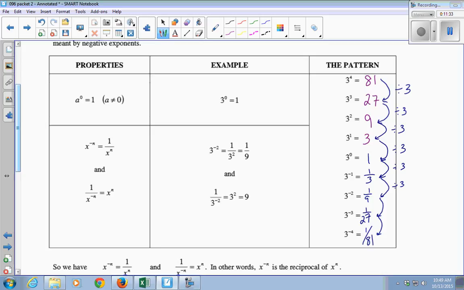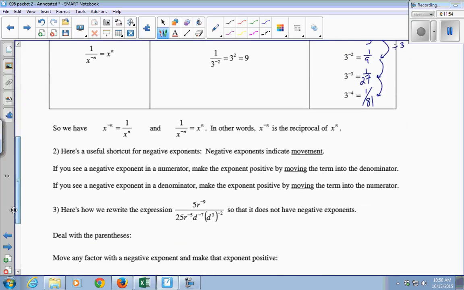So this is how we extend a definition. We started with a definition, meaning repeated multiplication. And then we said, okay, well, if raising to the 0 and a negative power is to make any sense at all, it's got to fit with the pattern of raising to positive exponents. So we looked at that pattern and we made it fit. All right, so x to a negative exponent is 1 over x to the positive exponent, and 1 over x to the negative exponent is x to the positive exponent.